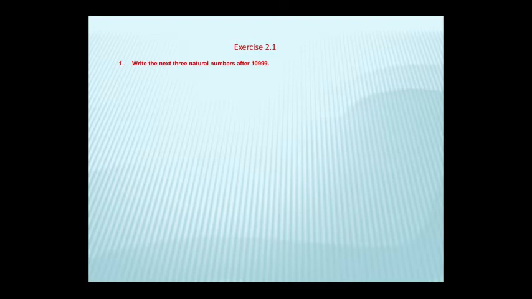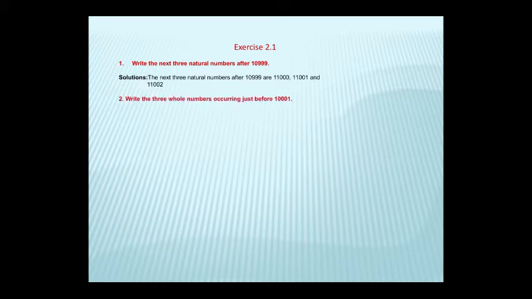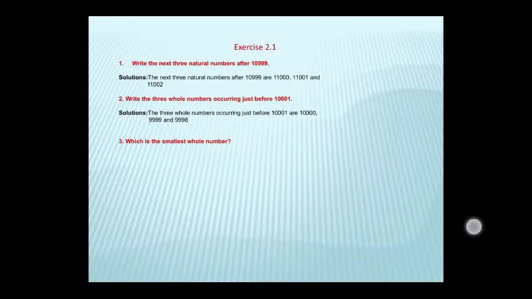See, let us move on to exercise 2.1. Write the next 3 natural numbers after 10,999. Natural numbers means you are counting, adding 1 to that number. After 10,999, the next 3 natural numbers are 11,000, 11,001 and 11,002. Write 3 whole numbers occurring just before 10,001. Just before means you have to do subtraction. The 3 whole numbers occurring just before 10,001 are 10,000, 9,999 and 9,998.